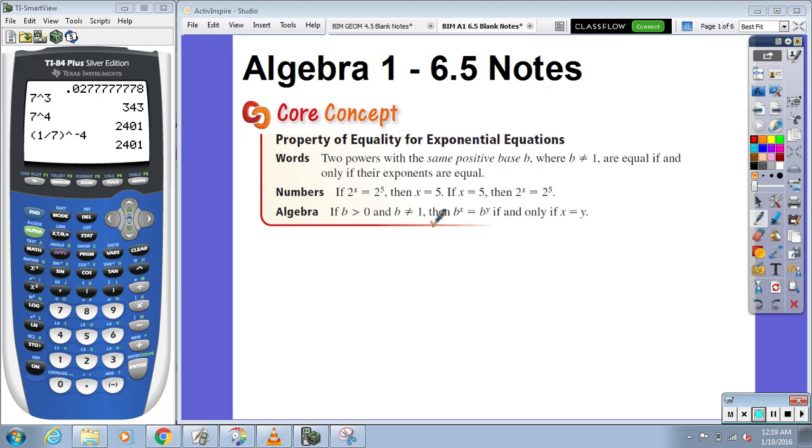What this property says is that if we have two powers that have the same base that's positive, so the base right here, this is a positive 2. It's the same, it's a positive number, and it's not 1. If that is true and they are equal, then we can say that their powers are equal. So up here, this is 2 to the x and this is 2 to the 5th, so we can state that x equals 5.